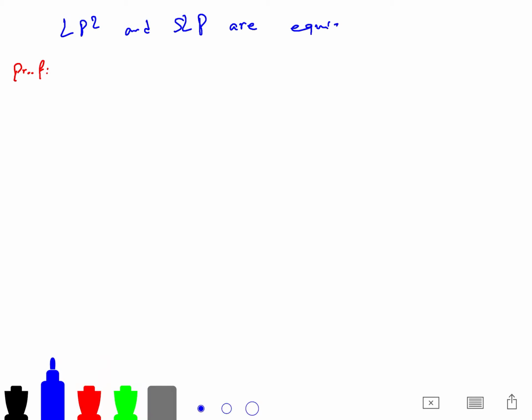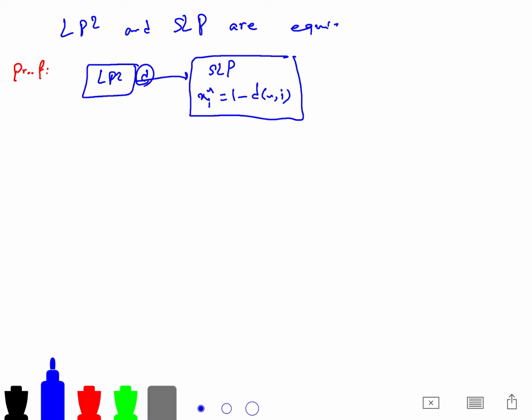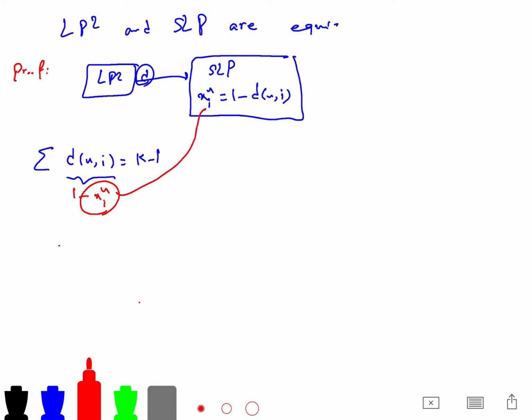So given a feasible solution d to LP2, we compute a feasible solution to SLP. But how? You just put x_i(u) equal to 1 minus d(u,i), where d is as given. So you see, we want to prove this. From the LP2 constraint, we just write that the sum of d(u,i) is equal to k minus 1, and this one is just 1 minus x_i(u). So x_i(u) is this guy.